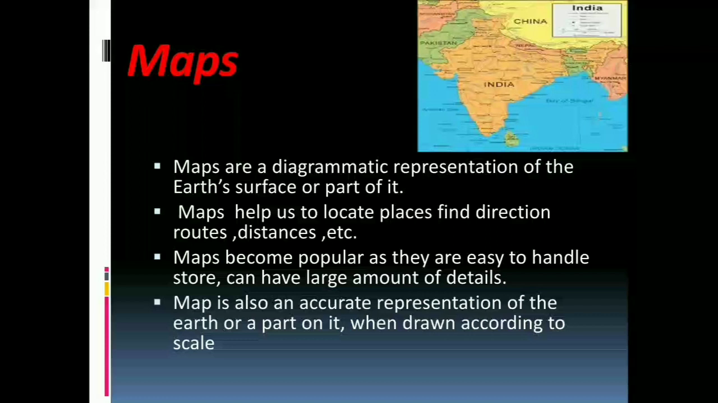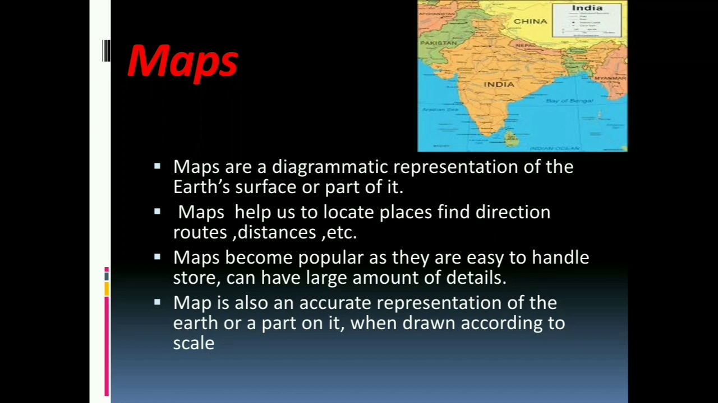It is also an accurate representation of a part of the earth on a flat paper or cloth, when drawn according to scale. In fact, the word map has its origin in the Latin word mappa, which means a napkin. Most objects of the earth which you see are three dimensional: length, breadth, and height or depth. Therefore it is not possible to make a copy of the earth on paper. It would be very large and impossible to manage.